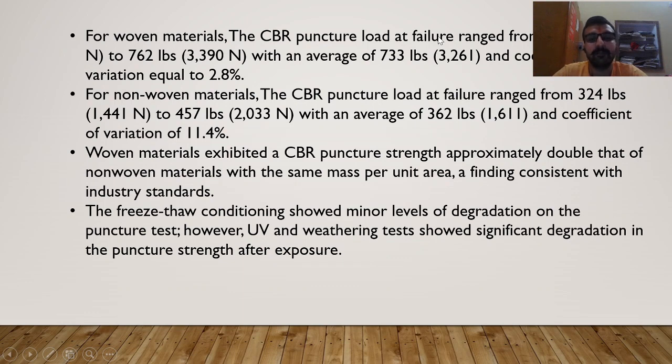For woven materials, the CBR puncture load at failure ranged from 693 lbs to 762 lbs with an average of 733 lbs and coefficient of variation equal to 2.8%. For non-woven materials, the CBR puncture load at failure ranged from 324 lbs to 457 lbs with an average of 362 lbs and coefficient of variation of 11.4%. Woven geotextile exhibited a CBR puncture strength approximately double that of the non-woven material with the same mass per unit area, a finding consistent with the industry standards.